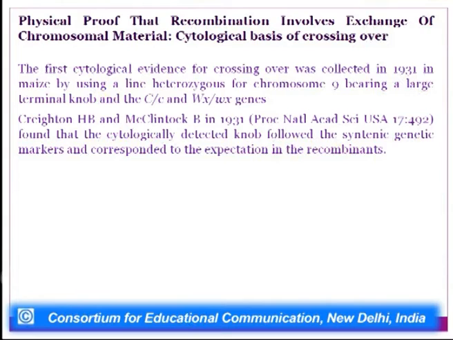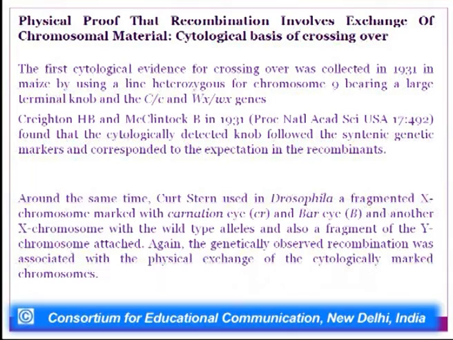Creighton and McClintock in 1931, in their paper published in PNAS, found that the cytologically detected knob followed the syntenic genetic markers and corresponded to the expectation in the recombinants. We will see this in detail. Around the same time, Curt Stern used in Drosophila a fragmented X chromosome marked with carnation and Bar, and another X chromosome with the wild type alleles and also a fragment of the Y chromosome attached. Again, the genetically observed recombination was associated with the physical exchange of the cytologically marked chromosomes.